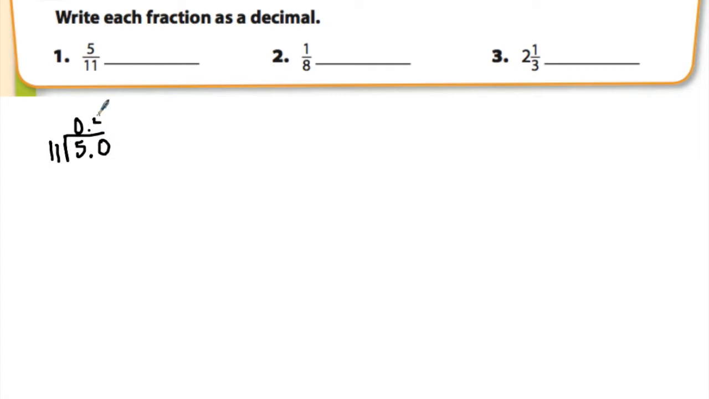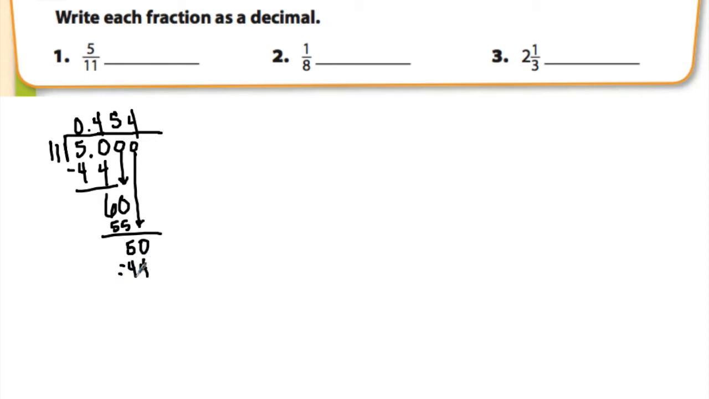11 goes into 50 4 times. 11 times 4 is 44. I subtract and I get 6. I only add a 0 underneath the division, the long division symbol. I don't add it up top. Okay, and 11 goes into 60 5 times. 11 times 5 is 55. I'm left with 5. Add a 0, bring it down. 11 goes into 50 4 times. Minus 44 is 6. Bring down a 0.